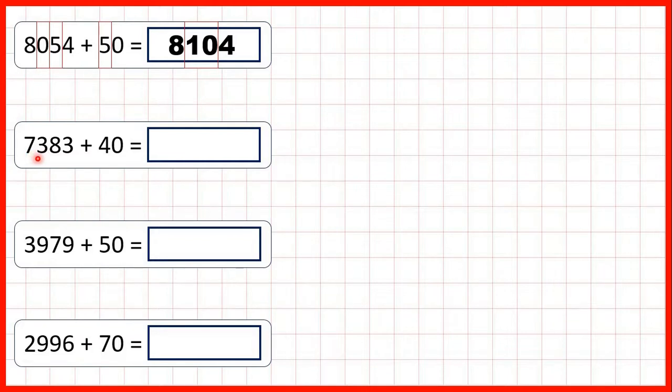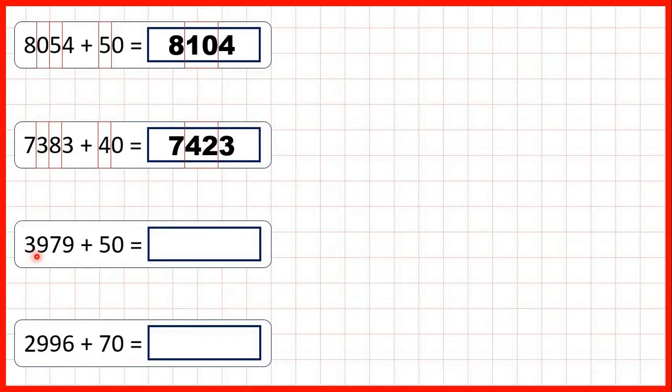Now 7,383 plus 40. If we highlight our tens digits, we have 8 plus 4, but again, that's a 2-digit number. That makes 12. So instead, like we did here, let's highlight our hundreds digit as well. That means we have 38 plus 4, which is 42. So these digits are going to change to a 4 and a 2, and our other digits will stay the same. So we get 7,423.